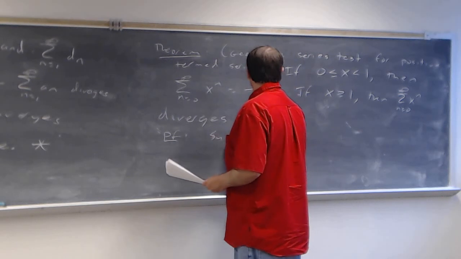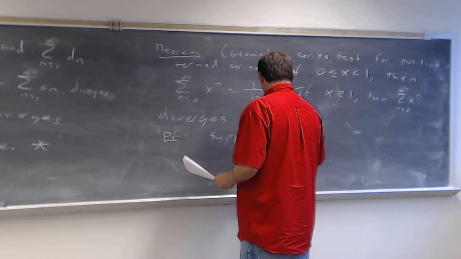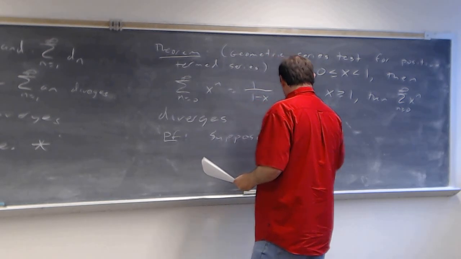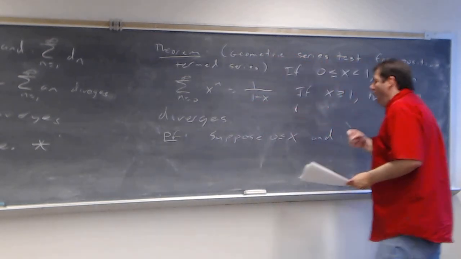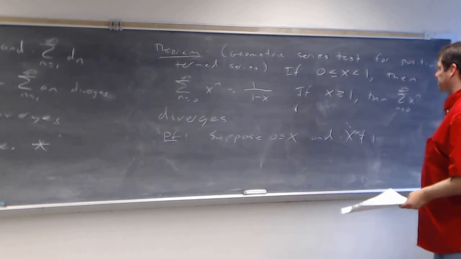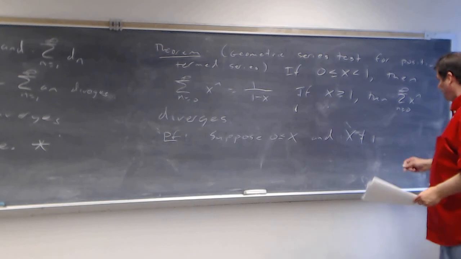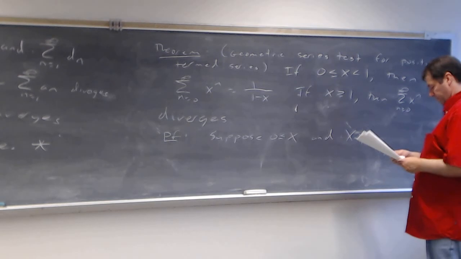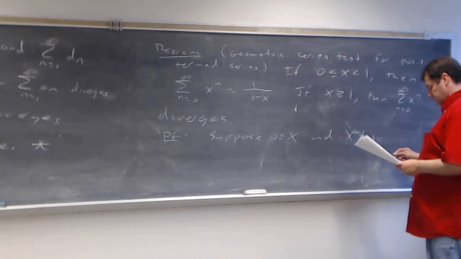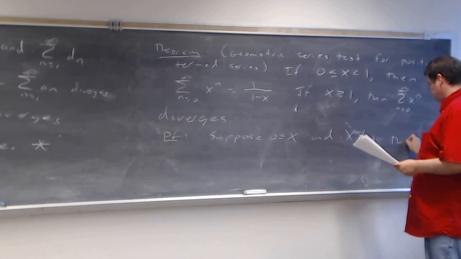So let's start off by just supposing x is greater than or equal to 0 and x is not equal to 1. So we'll handle the case when x is equal to 1 later. So we'll just say x is not 1.